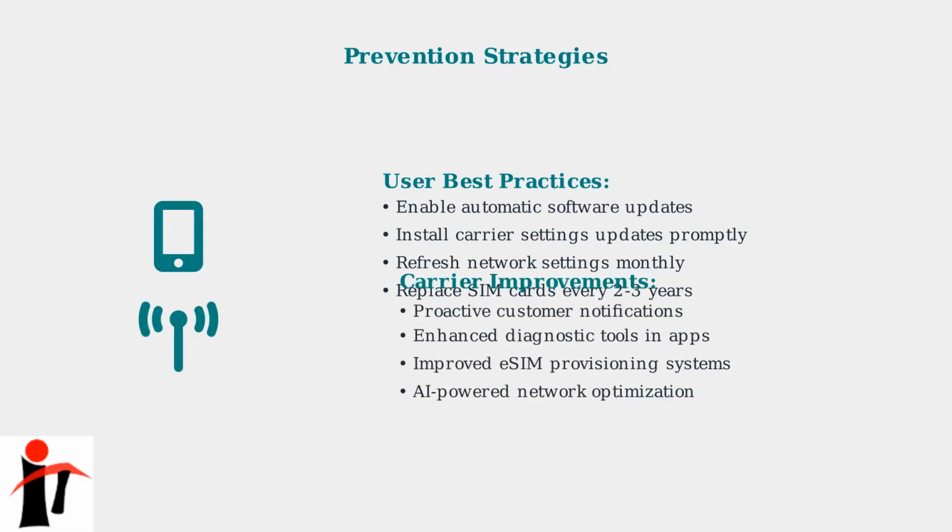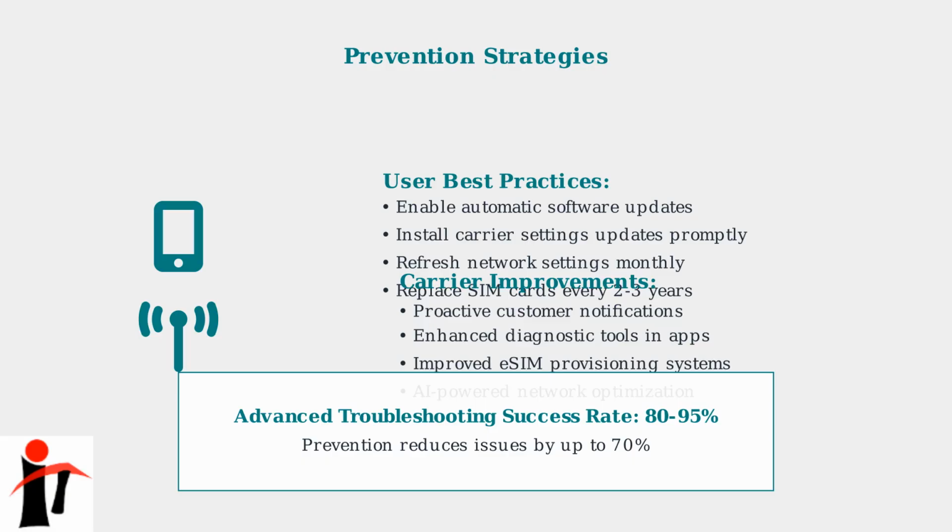They're developing better diagnostic tools in their mobile apps, sending proactive notifications about network changes, and improving eSIM provisioning systems to reduce authentication failures. Remember, these advanced troubleshooting steps have high success rates when applied systematically. Most full bars, no service issues can be resolved with these methods, and prevention strategies will help you avoid future problems.